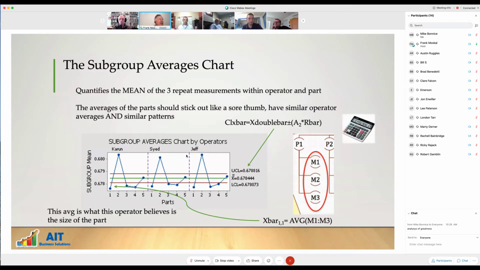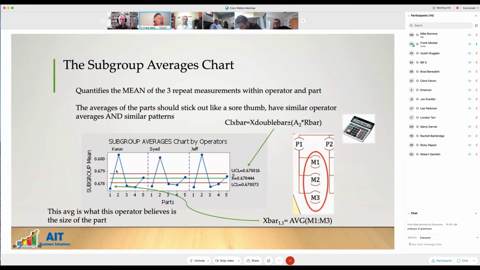Next, we go into the subgroup averages chart. Just a quick review on the subgroup averages chart. This is the average of those 3 readings in my subgroup. So this is the between variation. And first of all, I would expect to see between variation in the parts, right?